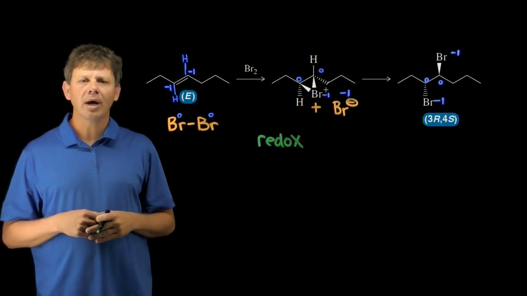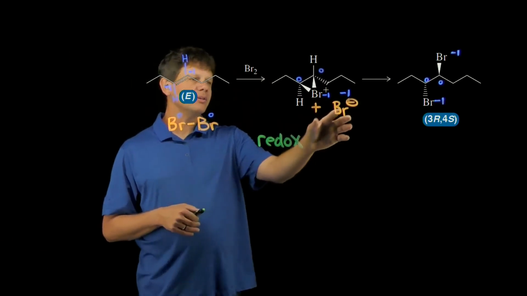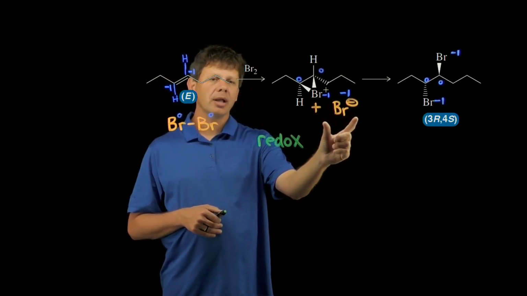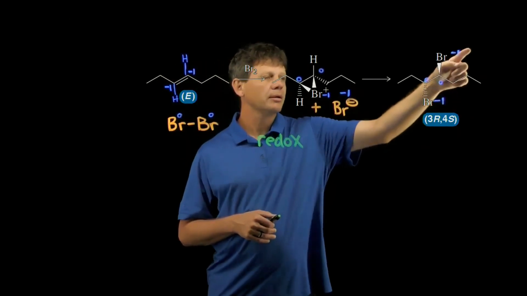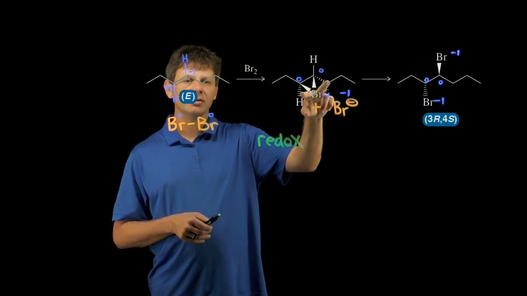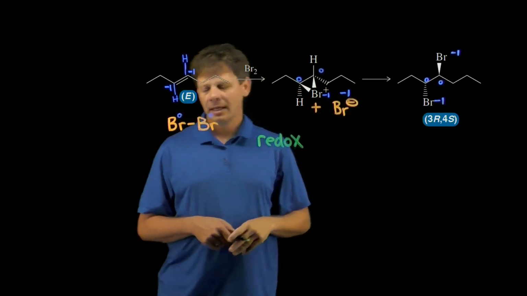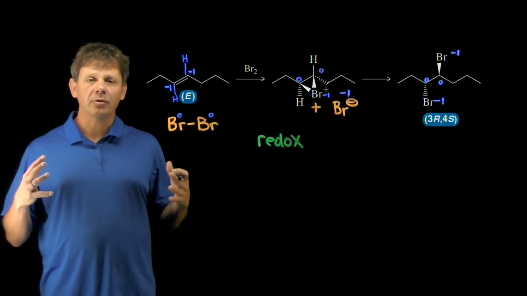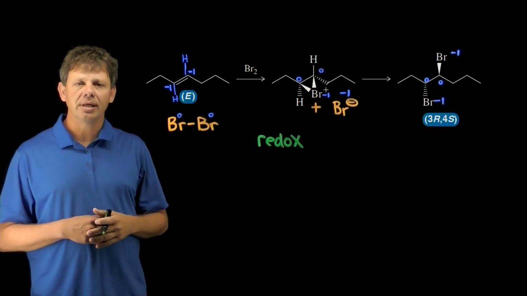Now let's confirm why the second step is not, because now the two bromines both have -1 oxidation numbers. In the product, they still have -1 oxidation numbers. Both carbons have oxidation numbers of 0, and they still have oxidation numbers of 0. So the second step is not a redox reaction.